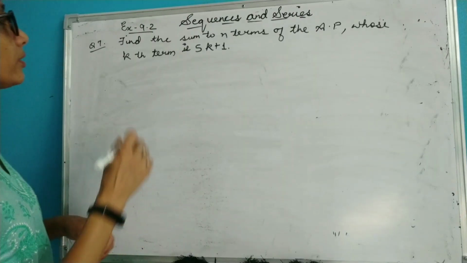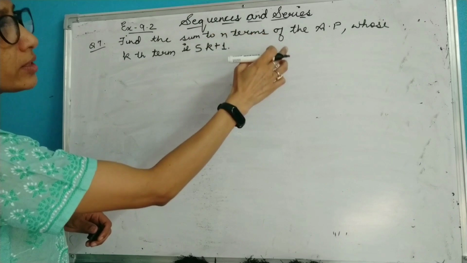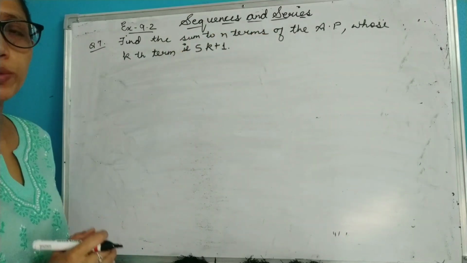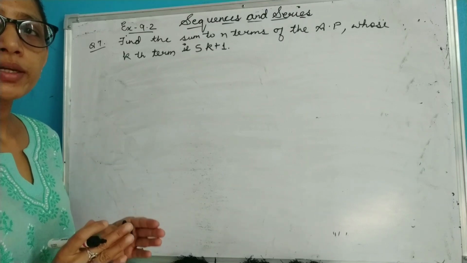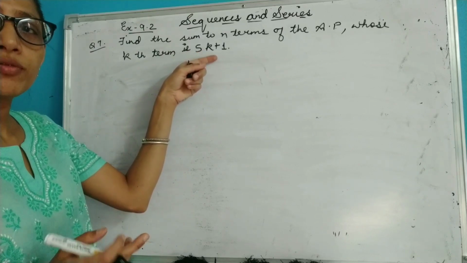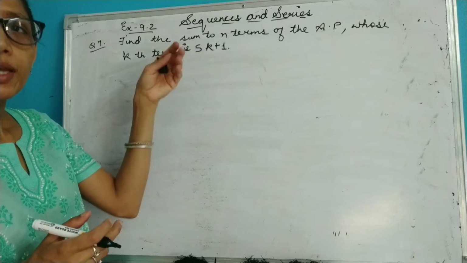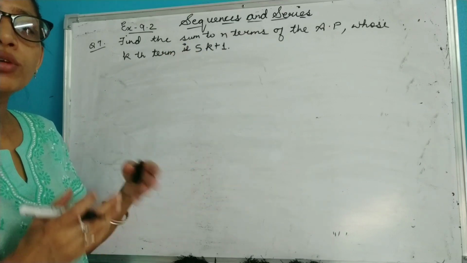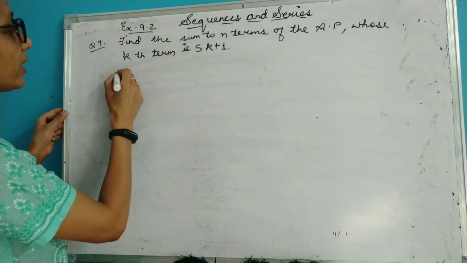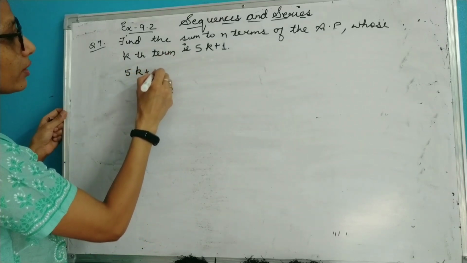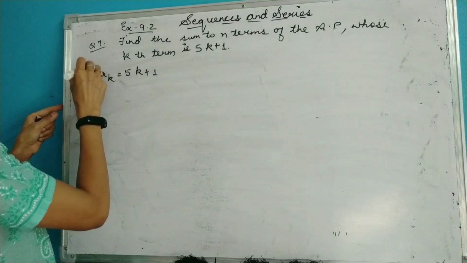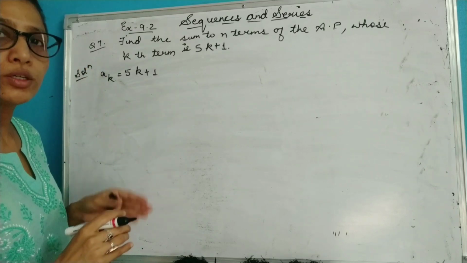Let's see this question. Find the sum to n terms of the AP whose kth term is given as 5k plus 1. Now children, you have read this type of question in class 10, that whenever your term is given in nth form or kth form, then by putting n or k equal to 1, 2, 3, 4, you have to first of all frame the sequence. So let's frame the sequence. This is your kth term given to you. So let's frame the sequence first by putting k equal to 1, 2 until n.